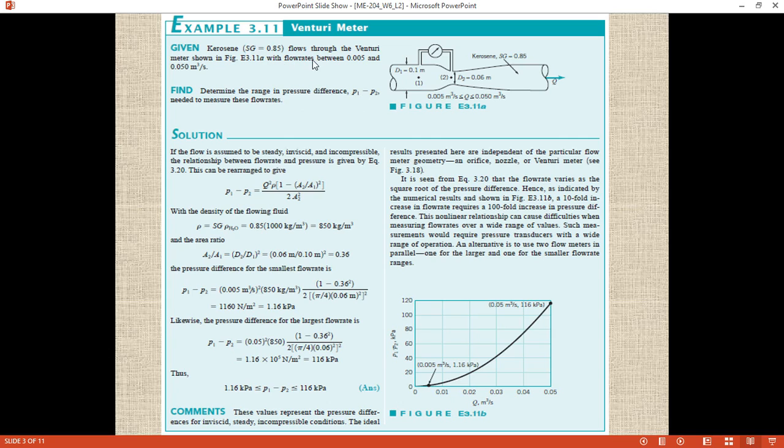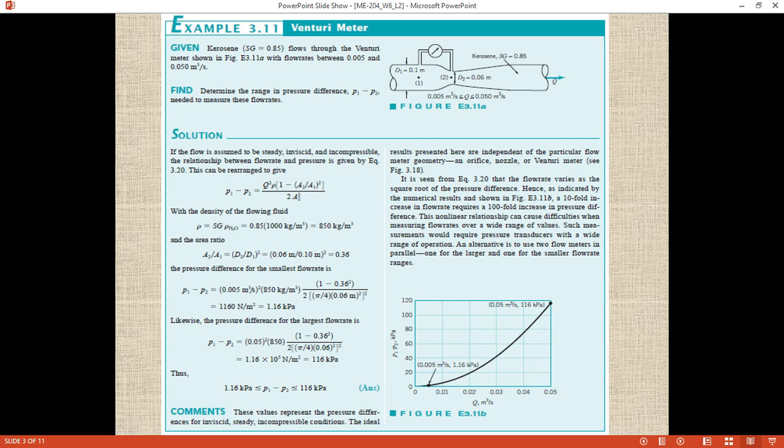So there are two flow rates given, and we have to find out the range of pressure to achieve these flow rates. So this is a Venturi meter, and this is the pressure difference gauge which is installed in one limb in the greater cross section area and one in the smaller cross section area. So now we have to calculate the pressure difference.